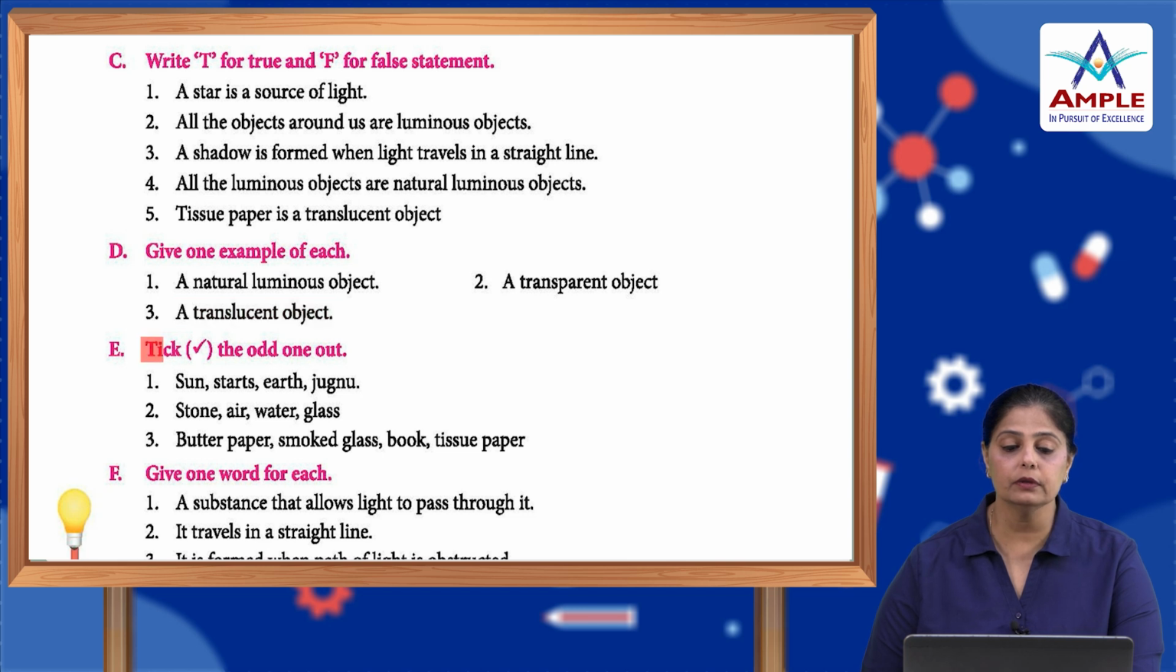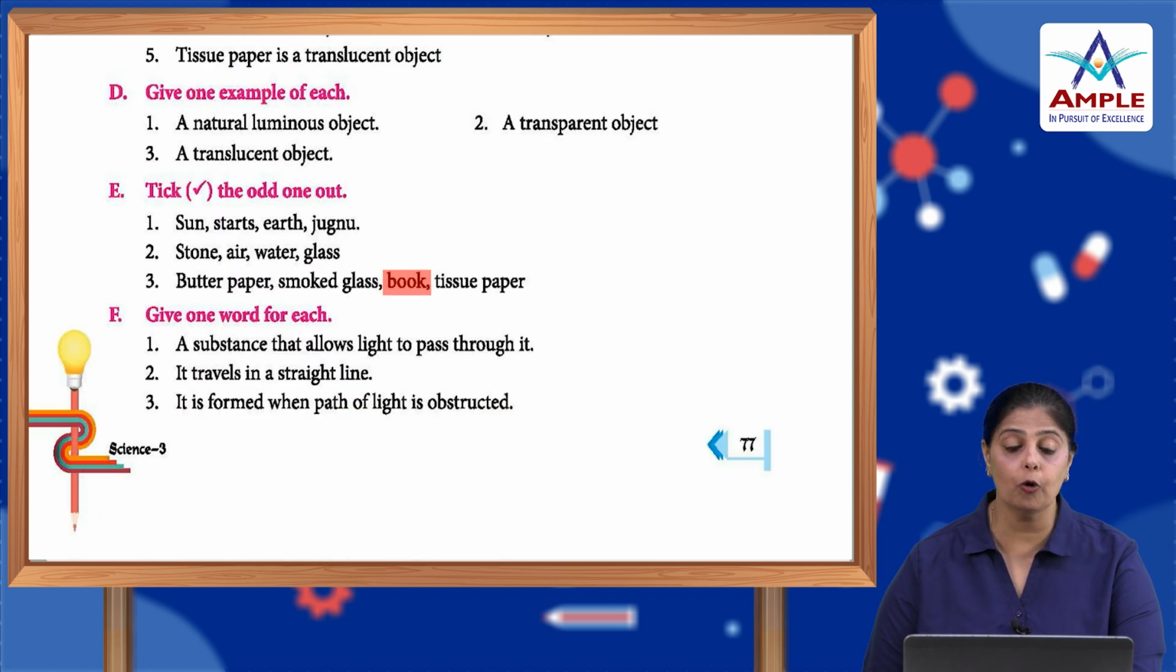Now, take the odd one out. Sun, stars, earth, jugnu. Okay. So, which is the odd one here? Earth. Okay. The rest of them give us light. Stone, air, water, glass. Okay. So, what is the odd one here? It is the air, which is odd because we cannot see air. Okay. Butter paper, smoked glass, book, tissue paper. Okay. So, what is the odd one here? Book. Book is opaque.